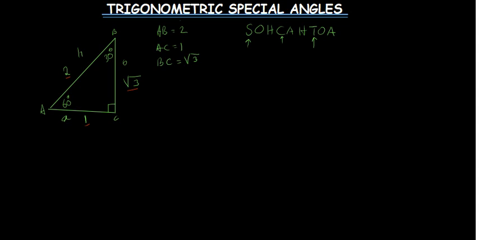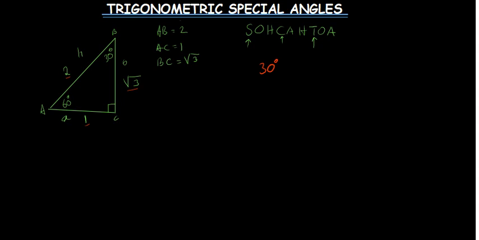We can begin with the 30 degrees. Under 30 degrees, we want to find out what the sine is, what the cos is, and what the tan theta is.